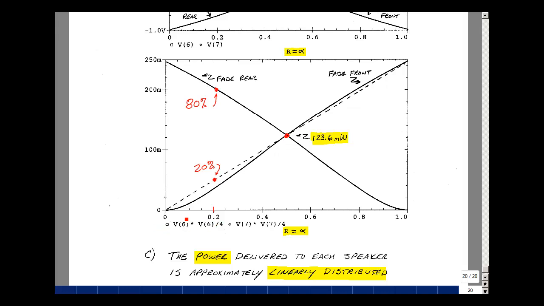I marked a 20% point here. 20% of the rotation, I'm getting 80% of the power to the rear speaker and a little bit less than 20% to the front speaker. Of course, the opposite's happening right over here, where I'm going to get 20% in the rear speaker and 80% in the front speaker. So what I've got here with the orb and pan pot circuit is a variation in power that's linear with the pot rotation. If you turn the pot 3/4 of the way, one speaker gets 3/4 of the power, the other gets 1/4.